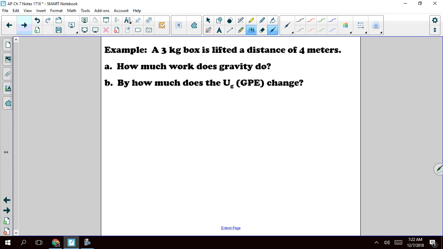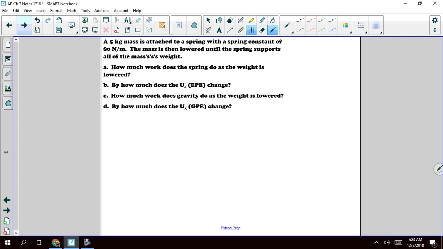All right, let's do another example. This time we're going to lift it a distance of 4 meters. I think we've already kind of done this example. But in this instance, because we're moving it up, the force of gravity and the displacement are going to be against each other. So the work done by gravity now is going to be negative 117.6 joules. But in return, we're giving the object 117.6 joules of gravitational potential energy. All right, so we've got 2 more examples here.